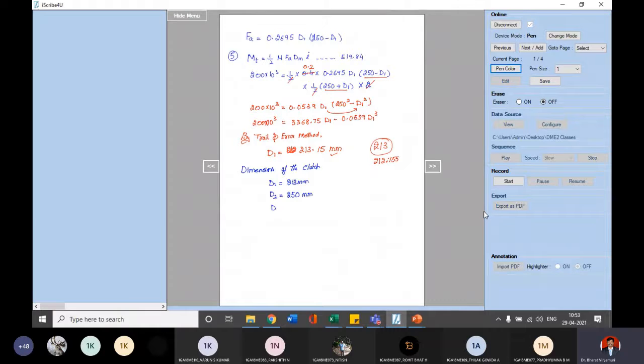Then you try to calculate the value of dm. dm is half of 250 plus d1. How much? Tell me the value. And you calculate the value of Fa, 0.2695 d1 into 250 minus d1. How much is the value? Let me know. And h is equal to 2. Sir, dm is 231.07. Okay.